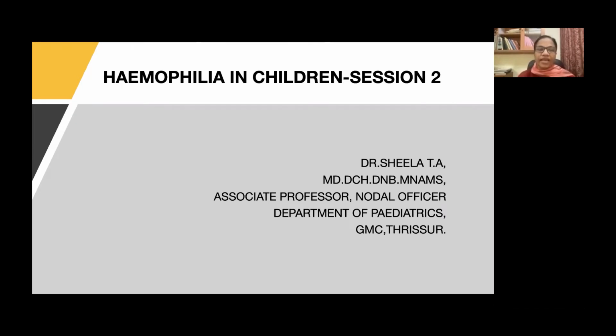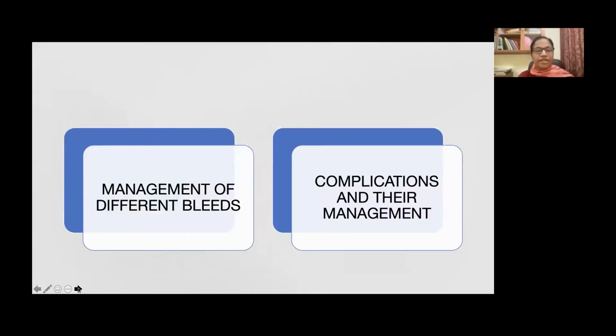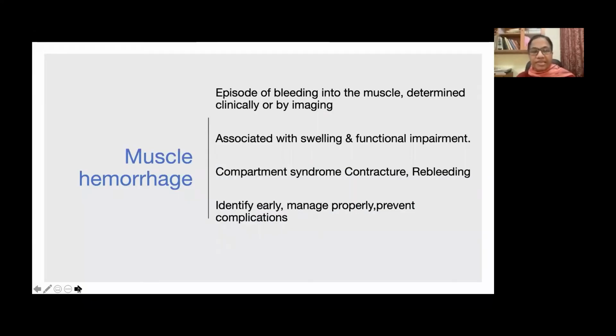Today we'll have the second session on hemophilia in children. During the first session, we had discussed the basics of hemophilia and how to manage a bleed. So today we'll have a discussion on management of different bleeds and their complications in brief. We'll start with muscle hemorrhage. We have already discussed how to manage a joint bleed.